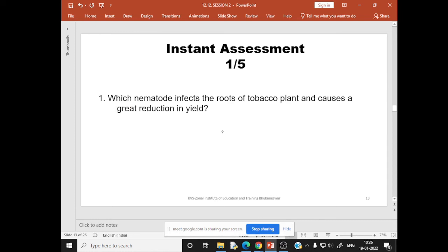Now, which nematode infests the roots of the tobacco plant and causes a great reduction in yield? So what answer can be given? We can give what is the nematode? Meloidogyne incognita. Clear? This is the one.